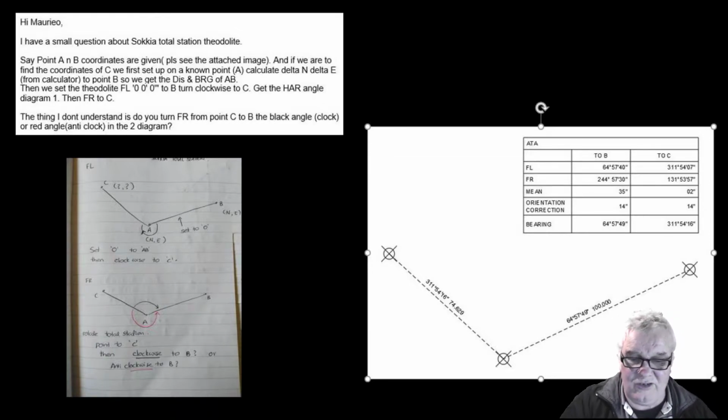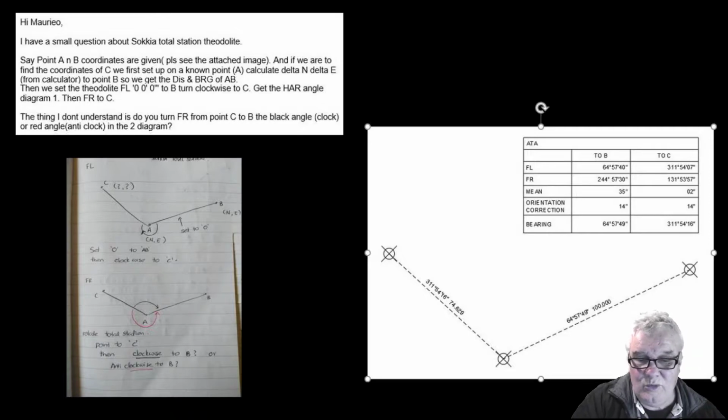However, that's not the way that I would do it, in the way that I've been trained here in New Zealand. So what I would do is, first of all, here's A and B, and we've got a bearing and distance between them, which we've calculated from coordinates or some way or other we know, and it's 64 degrees 57 49, and it's 100 meters.